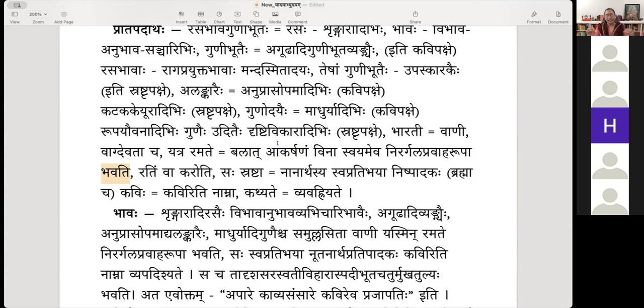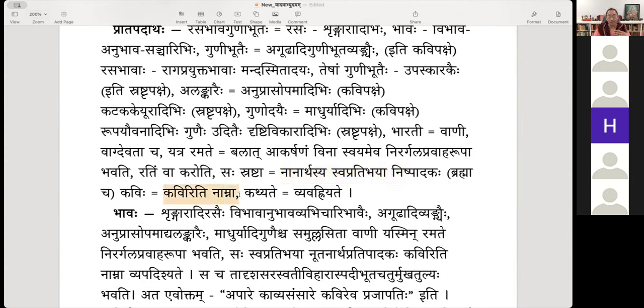Swayameva, automatically, nirargala. Argala is the bolt that we put for a door, that is called argalam. Nirargala ityukte, that which doesn't have any such obstruction. So the vani is like a pravaha rupa, it's in the form of a flow which has no obstruction. Tatha bhavati yatra yasya vakye yasya mukhe etadrishi bharati vartate saha eva srashta kavihi iti kathyate. Saha srashta nanartha swapratibhaya nishpadakaha. One who is able to create using his intellect different kinds of meanings and works, he is called kavi.